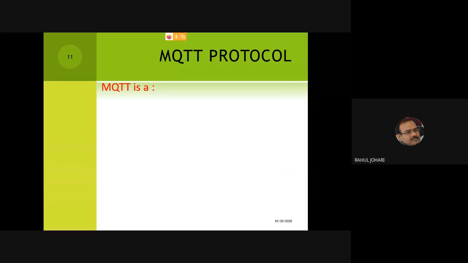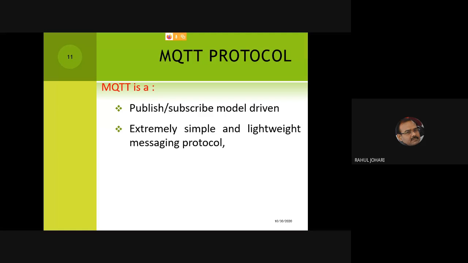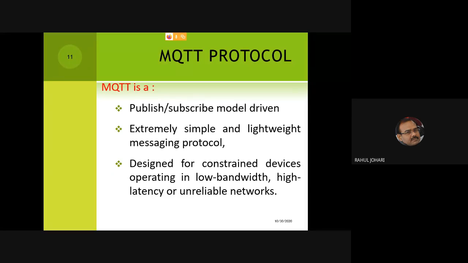Now let's come to the core part of the MQTT protocol. First thing first, it's publish-subscribe model driven. It's an extremely simple and lightweight messaging protocol, because we cannot have a heavyweight protocol as our devices here are smart devices. They are handheld devices, though some of them are fixed and some are mobile. So we need to design a protocol which should be very simple, lightweight, and consume fewer resources. That is why it is designed for constrained devices operating in very low bandwidth, high latency, and even unreliable networks.